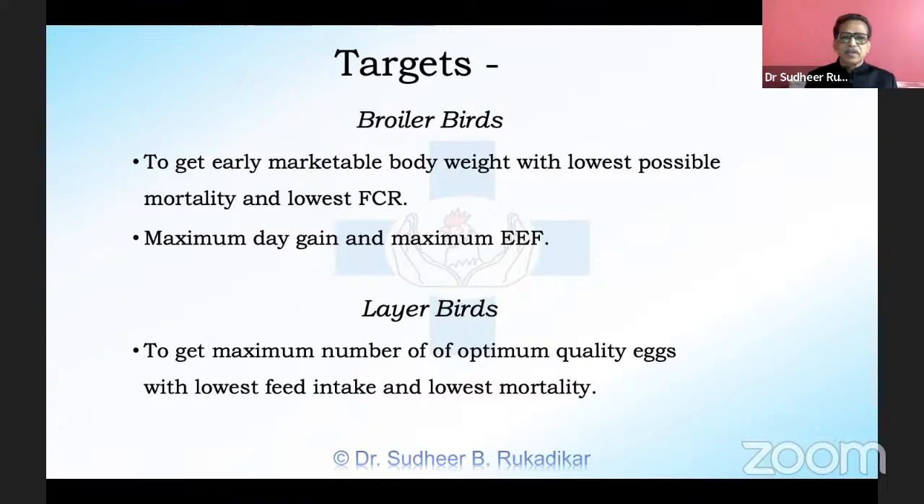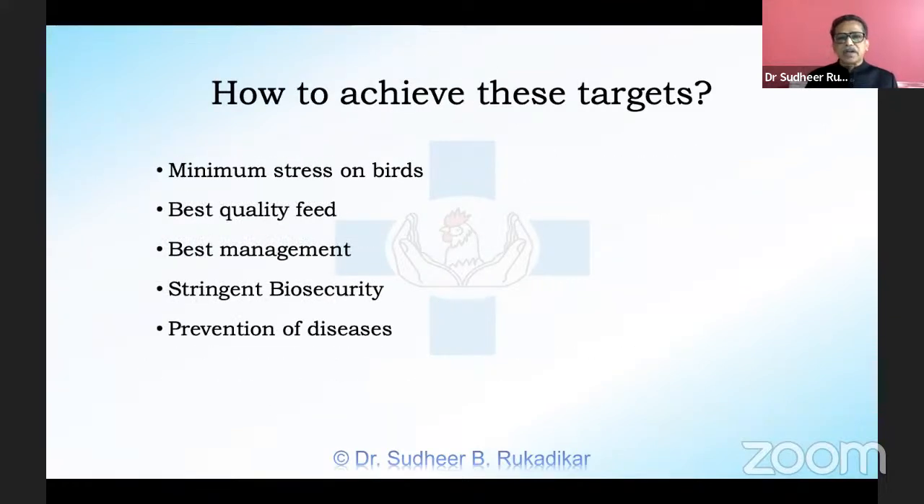When we think of layer birds, our target is to get the maximum number of saleable, optimum quality eggs with the lowest feed intake and lowest mortality. And for breeders, of course, the most number of saleable chicks with the lowest feed per chick. So these are our basic targets, but how to achieve them is again an important topic. And the first and most important point, which I always stress in all my presentations, is minimum stress on the birds. Because any kind of stress on the poultry birds will definitely hamper their performance, be it broiler, breeder or layer. Then, of course, the most important input would be best quality feed, which accounts for almost 75 to 80% of expenses.